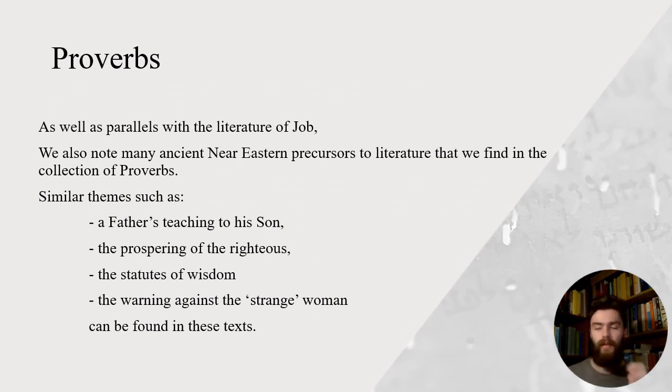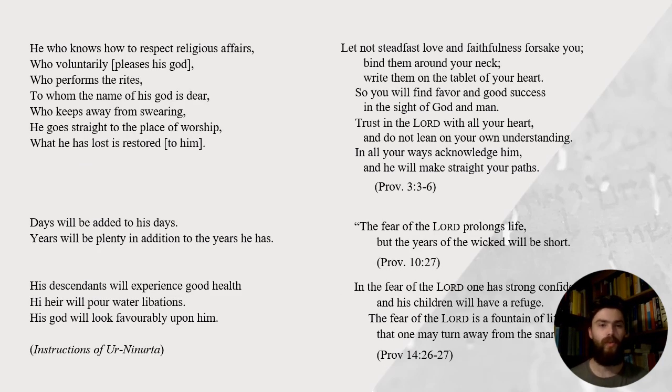So, as well as parallels with the literature of Job, we also find many Near Eastern precursors to literature that we find in the Proverbs. Themes like a father's teaching to his son, or the prospering of the righteous, or the statutes of wisdom, or the warning against the strange woman are found in all of these texts. So I'll just give you a couple of examples of that. He who knows to respect religious affairs, who voluntarily pleases his God, who performs the rites, to whom the name of his God is dear, who keeps away from swearing, who goes straight to the place of worship, that what he has lost is restored to him. This is from the instructions of Ernenöter.